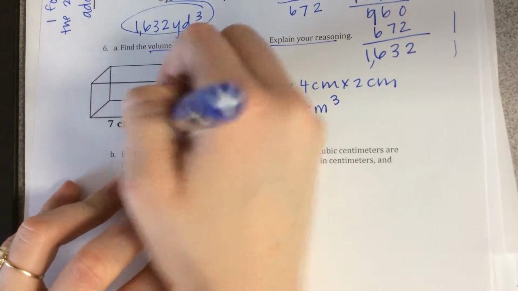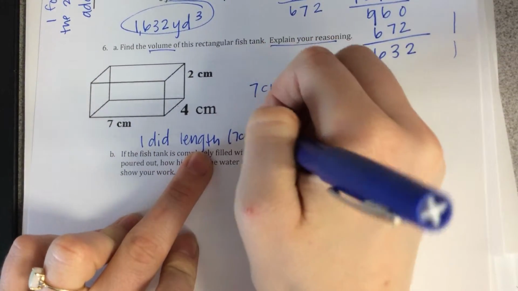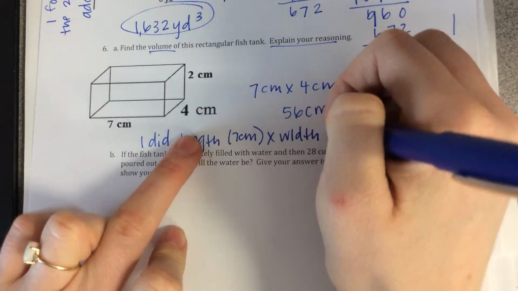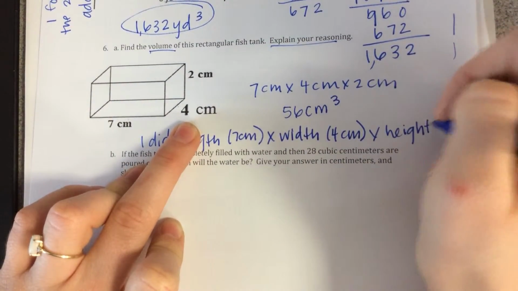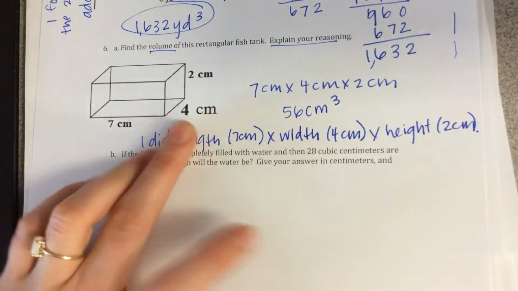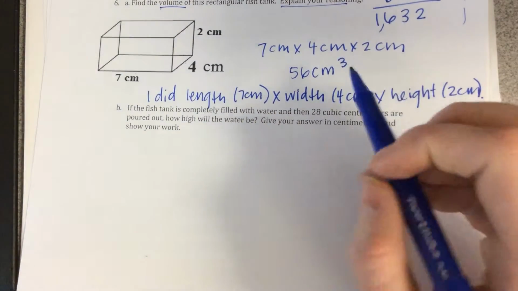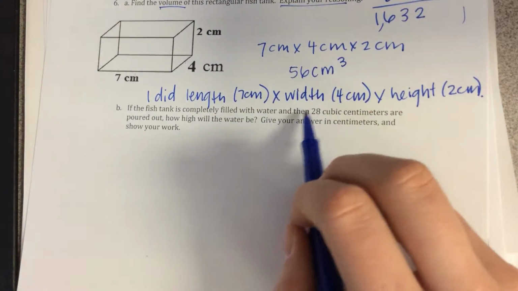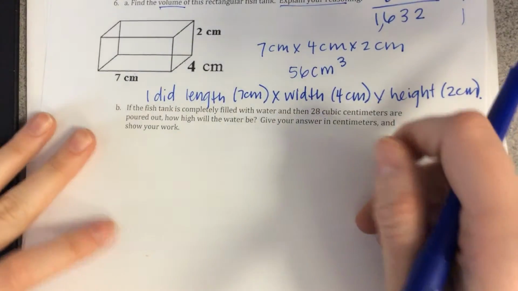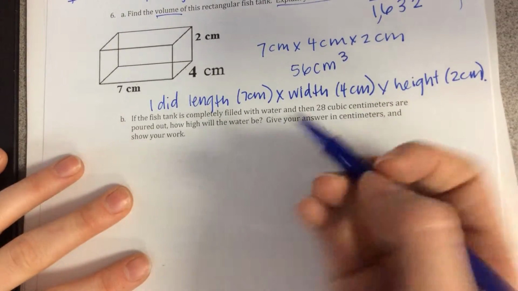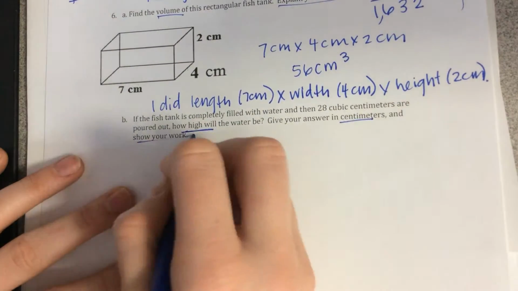I did length times width times height. That's how I found it. Okay, B says if this fish tank is completely filled with water, so that'd be 56 centimeters cubed, and then 28 cubic centimeters are poured out, how high will the water be? Give your answer in centimeters and show your work. So we need to know how high in centimeters and show our work.